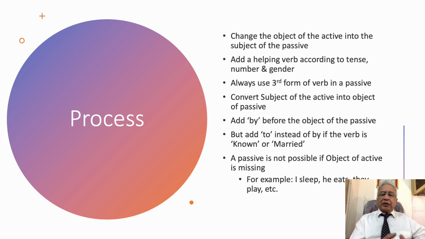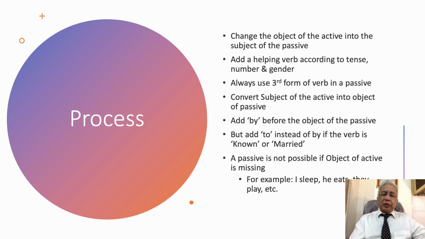Now after that, if there is no helping verb already existing, and even if it is existing, we need to check three things. Number one, what is the tense of the sentence? I mean, if it's present, past, future, continuous, indefinite, perfect, or perfect continuous. In all these cases, we need to check the tense.